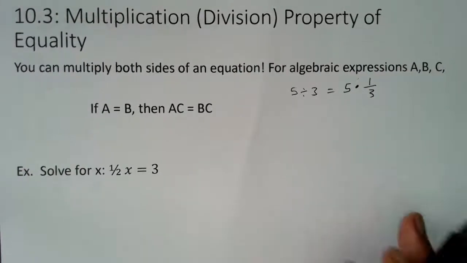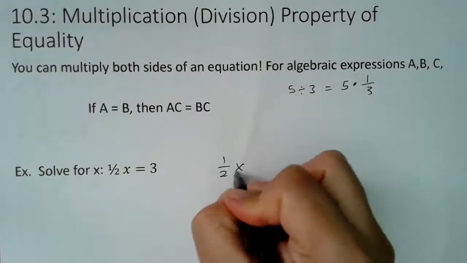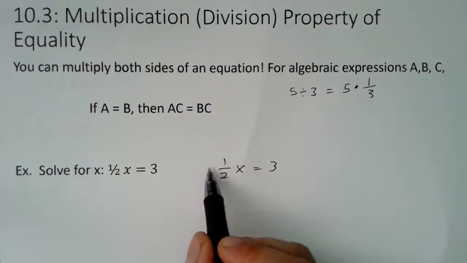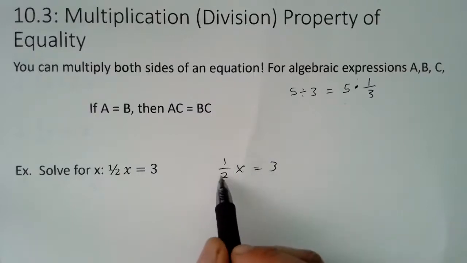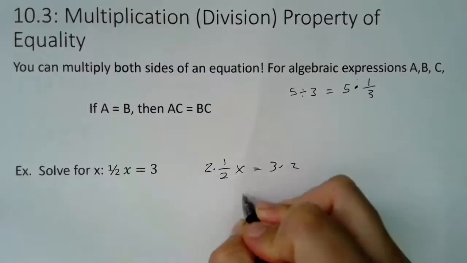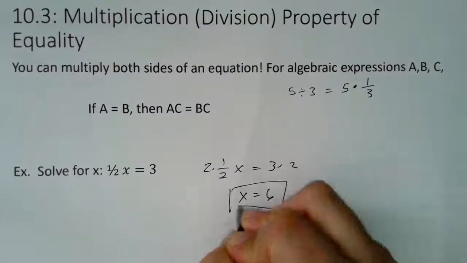So let's say, for instance, here you have half x is equal to 3. We want to solve for x. So we multiply by the inverse of 1/2, which is times 2. So that gives me x is equal to 6.